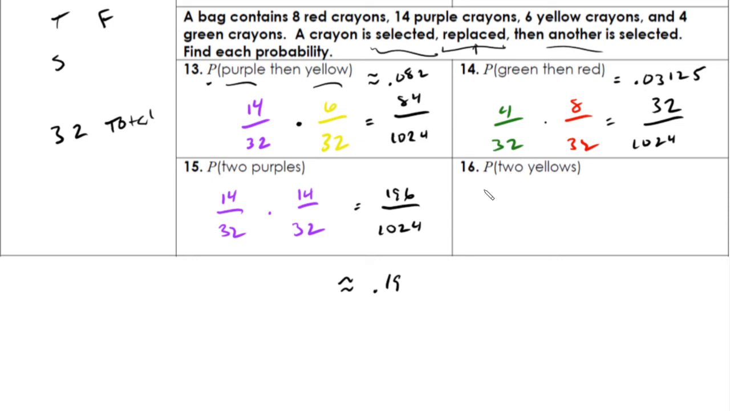And then 2 yellows. Well, yellow is 6 out of 32 times another 6 out of 32 is equal to 36 out of 1024, which is approximately 0.035-ish.